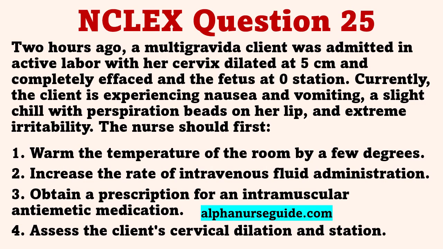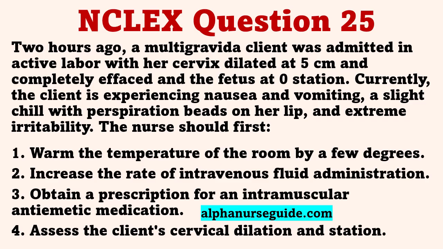Two hours ago, a multigravida client was admitted in active labor with her cervix dilated at 5 centimeters and completely effaced and the fetus at 0 station. Currently, the client is experiencing nausea and vomiting, a slight chill with perspiration beads on her lip, and extreme irritability. The nurse should first: 1. Warm the temperature of the room by a few degrees. 2. Increase the rate of intravenous fluid administration. 3. Obtain a prescription for an intramuscular antiemetic medication. 4. Assess the client's cervical dilation and station.